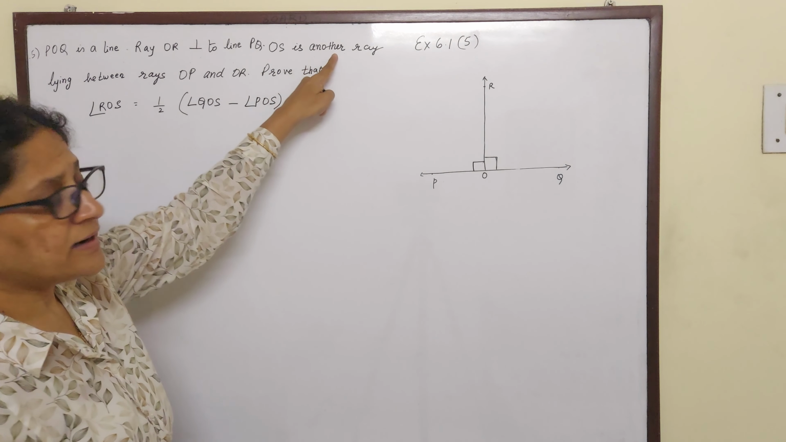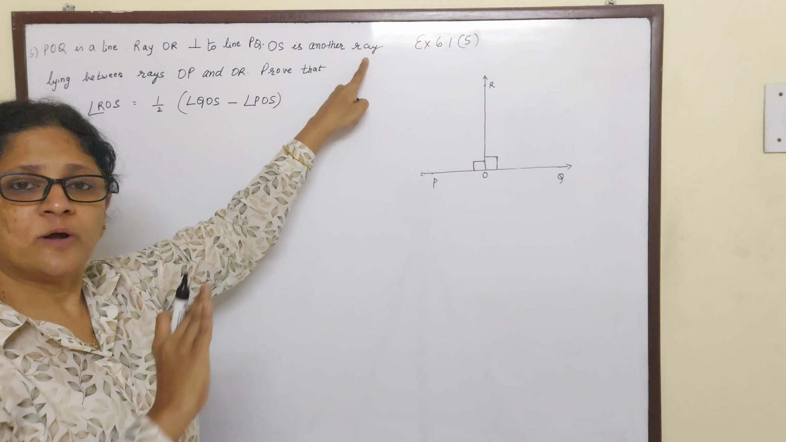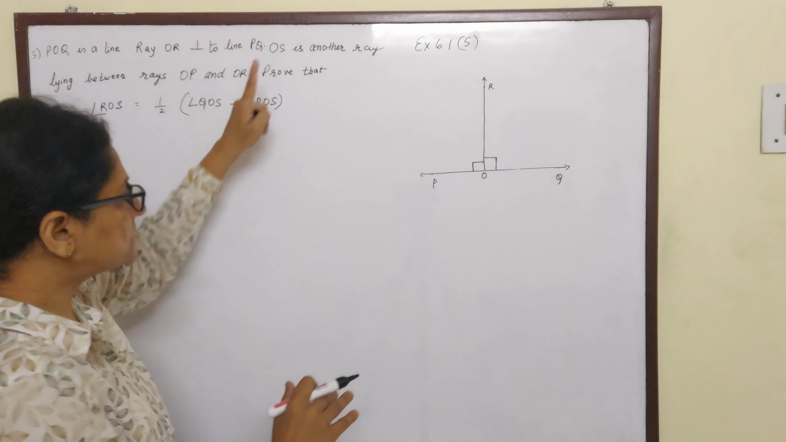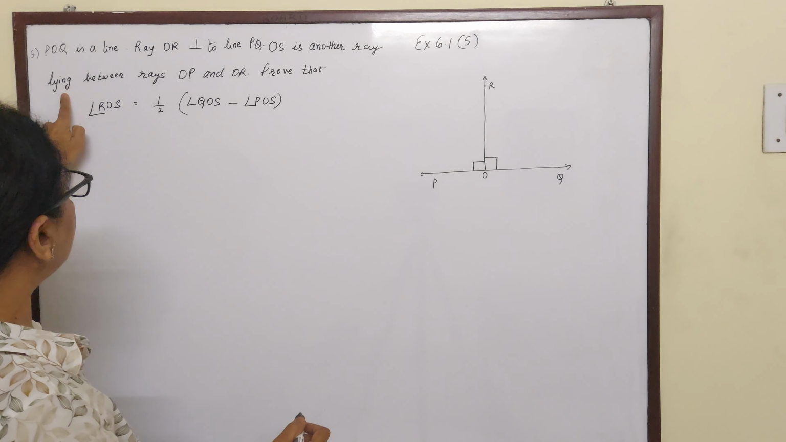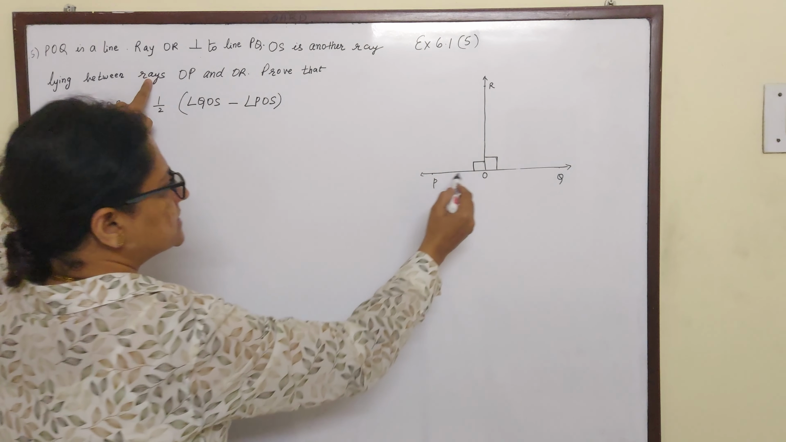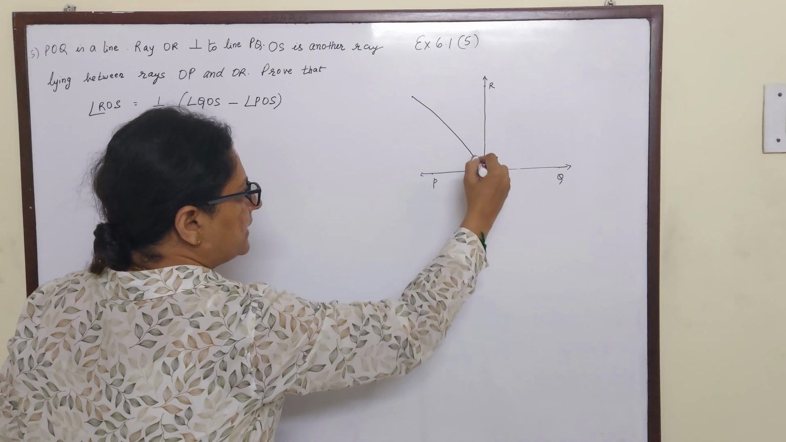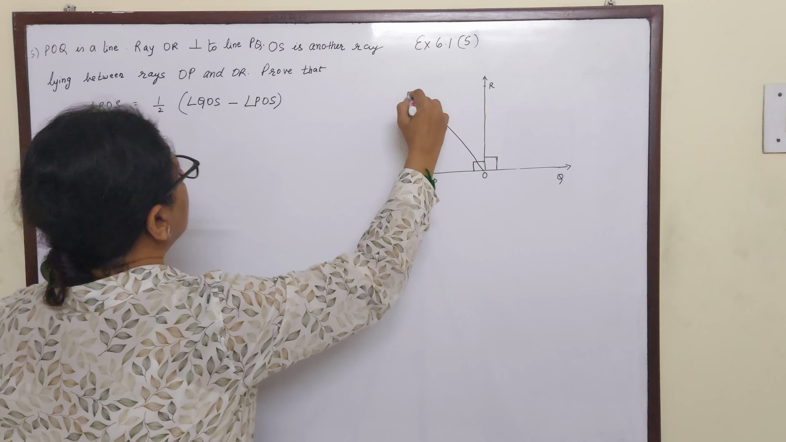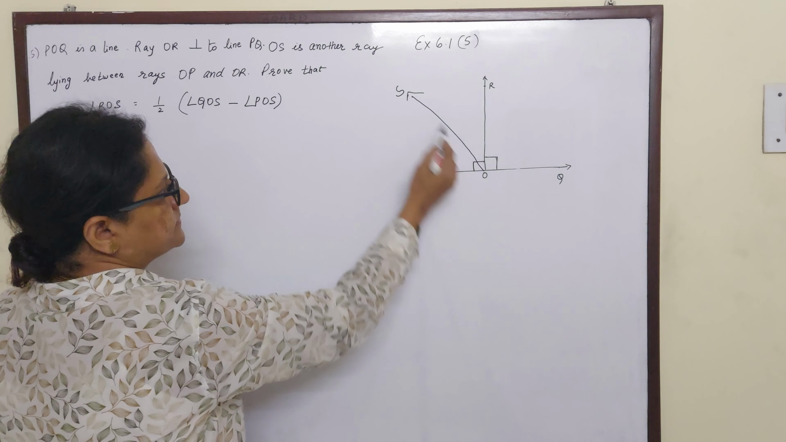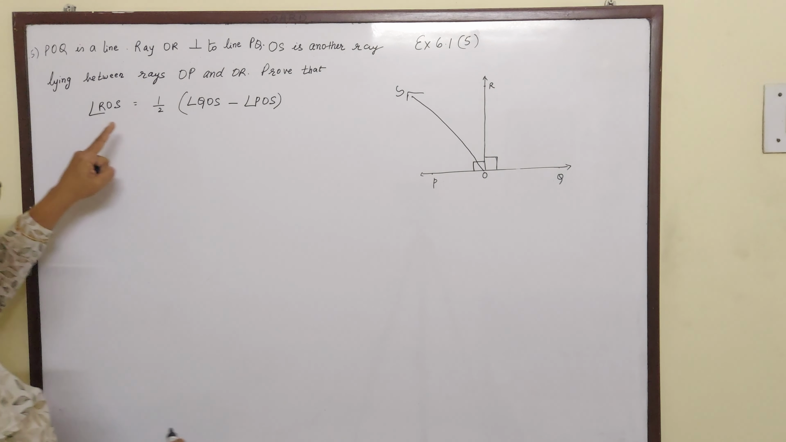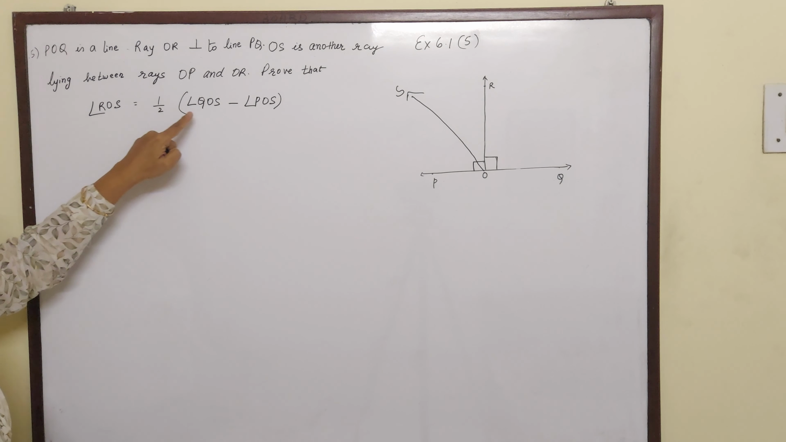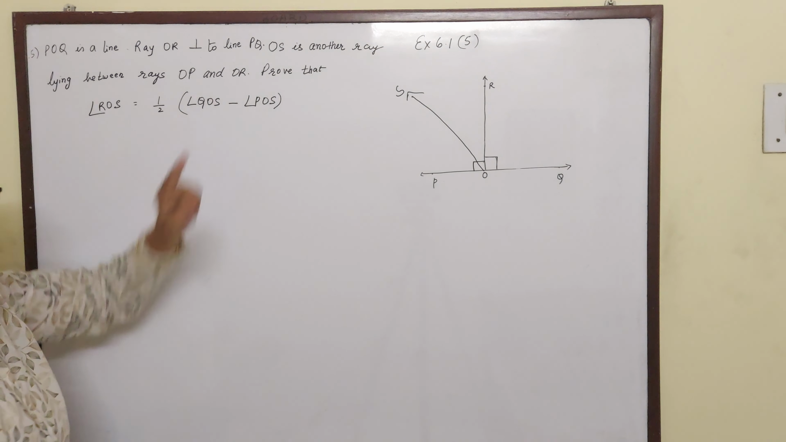OS is another ray. They have not told that OS is bisecting. They have told just OS is another ray lying between rays OP and OR. That means there is a ray lying between these two, and that is OS. Prove that angle ROS is equal to half of angle QOS minus angle POS.